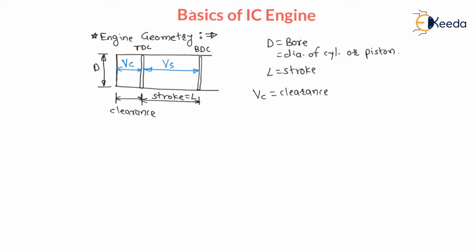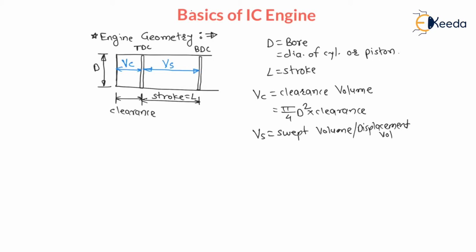Therefore, Vc is the clearance volume, which is nothing but pi by 4 d square, which is the area, into the clearance. Vs is called the swept volume, also called displacement volume, which is pi by 4 d square, the area, into the stroke. This will be the swept volume or displacement volume.